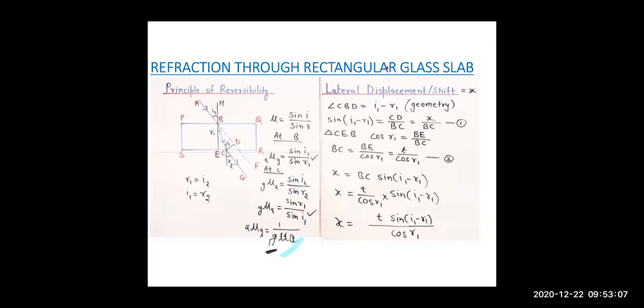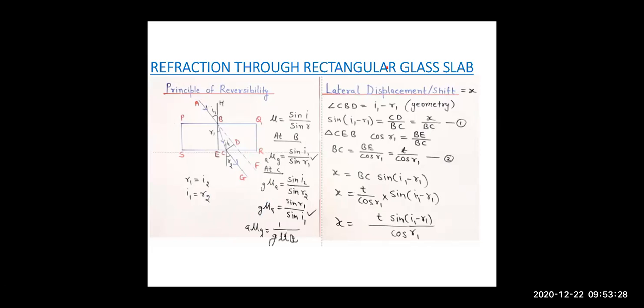Next is, children, lateral shift. Now lateral shift is very easy. Lateral shift is, this is your incident ray. But as you have put a glass over here, this ray is coming out from here. It is not coming out from here. Means this ray has got shifted from this position to this position. So this is your lateral shift. So let's see maths over here.